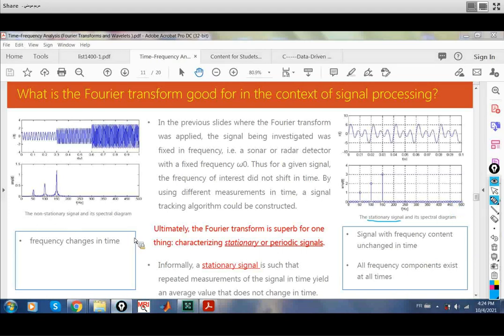But in the left we have a non-stationary signal. Frequency changes in time. Ultimately the Fourier transform is superb for one thing, characterizing a stationary or periodic signal, because they are unchanged during time. But it is not proper for non-stationary signals.